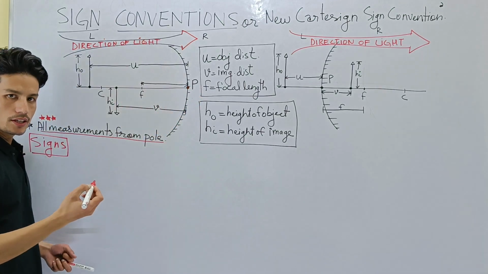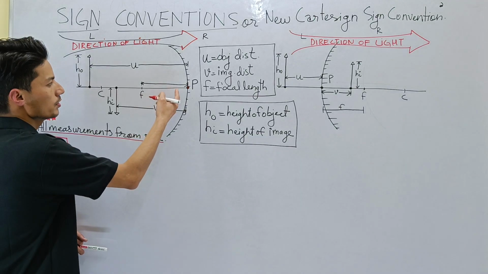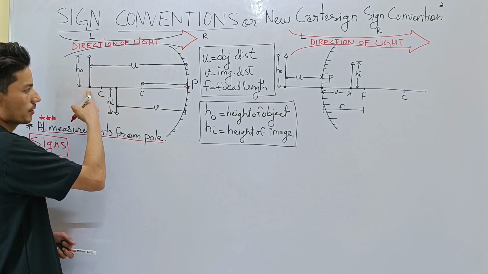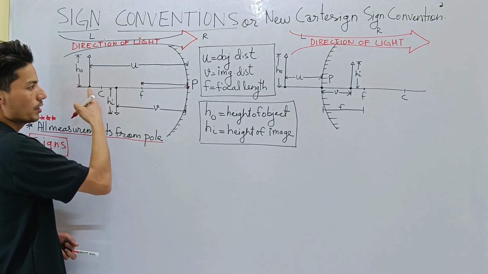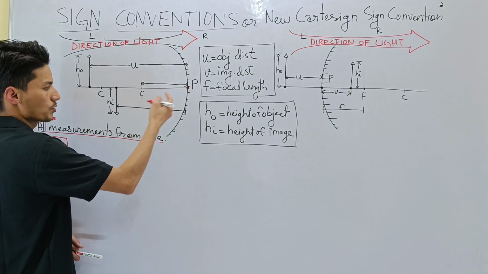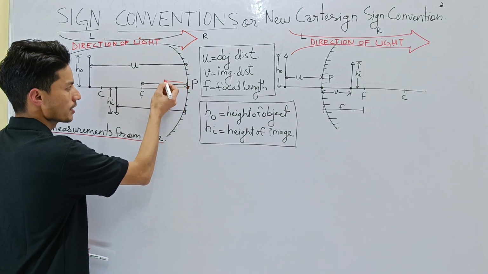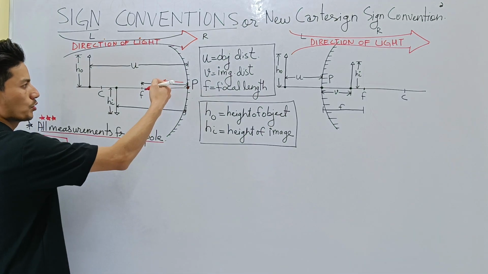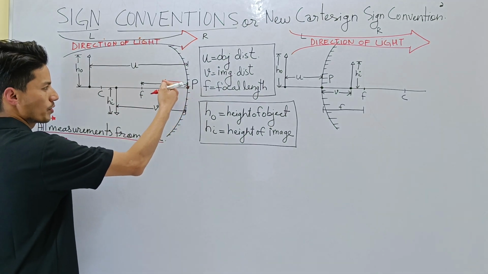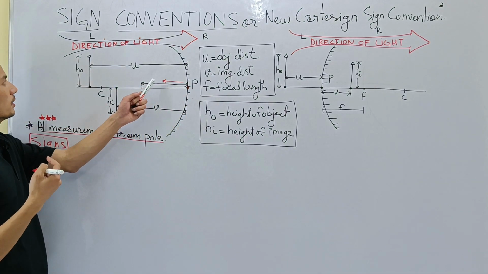Now let us start walking. Why are we walking? We are walking so that we can find the measurement of the object. How far is the object from the pole? To measure that, we are walking. The direction of our walking is this. We started from here, so we are walking towards the object, towards the left.